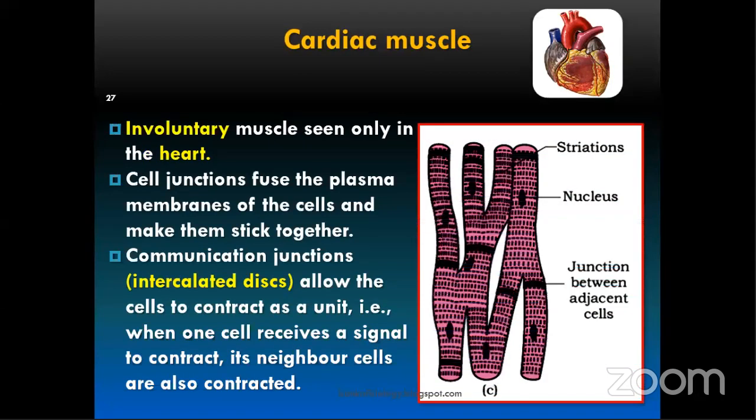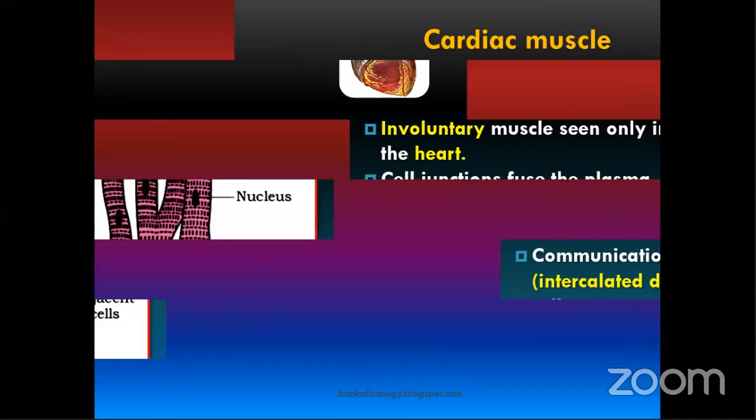Then cardiac muscle. They are involuntary muscles seen only in the heart. Remember this, they are seen only in the heart. They are involuntary, we cannot control them. They do not undergo fatigue, and in between the cells they have intercalated discs which allow them to work together. That is, all of the muscles in ventricles or in the auricles will contract together and relax together.